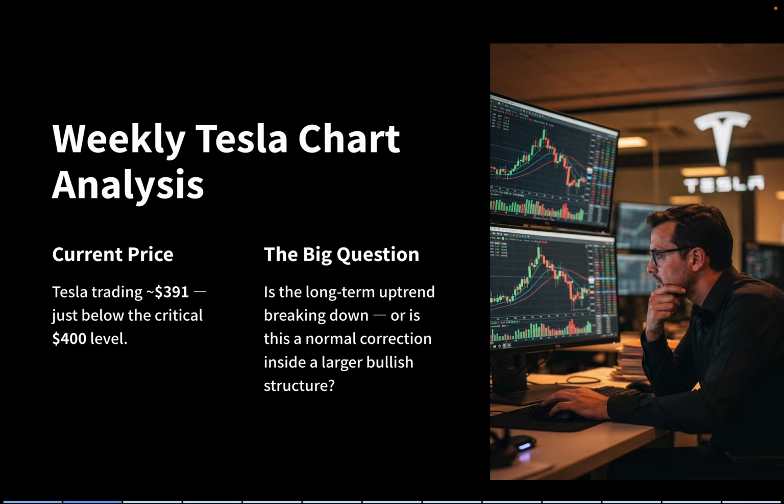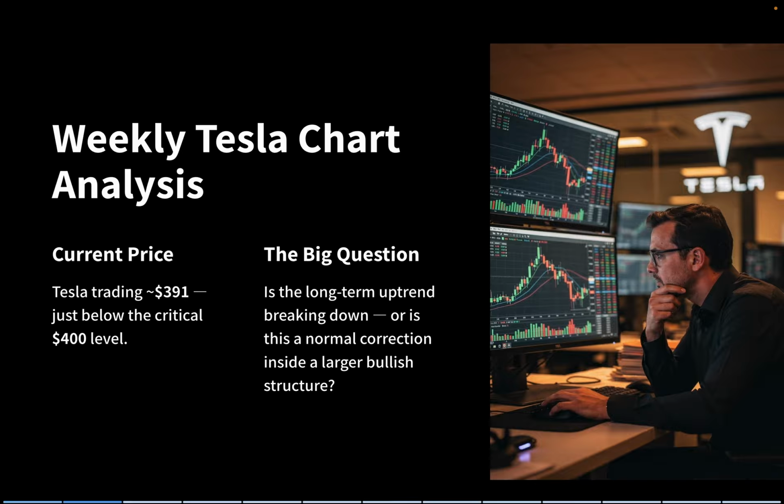Right now, Tesla is trading around $391, and the level that many investors are watching very closely is $400. Now, $400 is not just a random number, it's a psychological level, but more importantly, it's also a technical battlefield where different types of investors are reacting. Short-term traders, swing traders, and long-term investors are all paying attention to this level. And recently, Tesla briefly moved below $400.